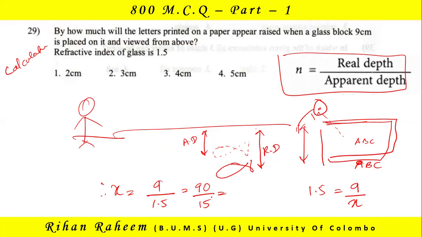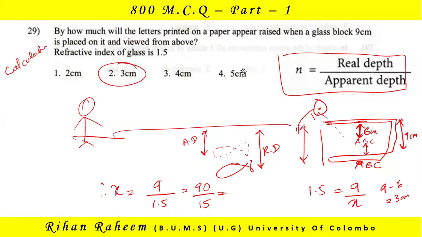So, 90 divided by 15 is not 4, no? It's 6. That means the apparent depth is 6 centimeters. Total is 9 centimeter. They are asking how much will it come up. They are not asking from the block. We found from the block to the letter it is 6 centimeter. So automatically you can find, 9 minus 6 is equal to 3 centimeter. It will be 3 centimeters raised up.